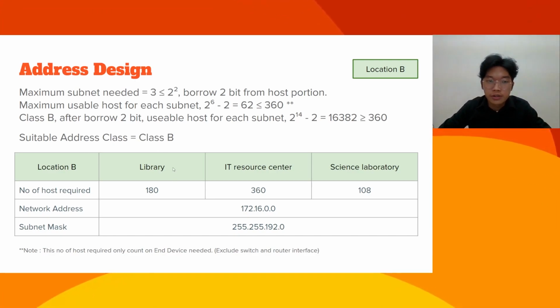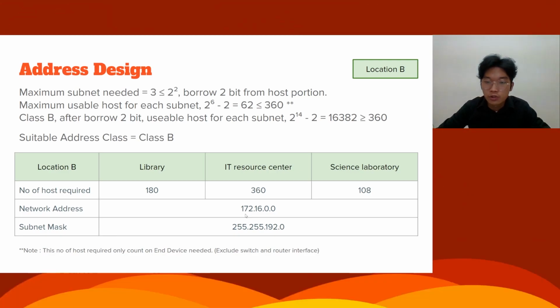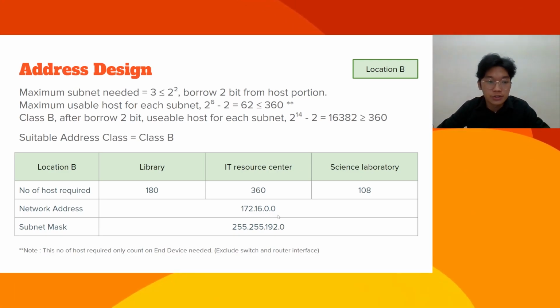The number of hosts required in the library will be 180, the IT resource center will be 360, and the science laboratory will be 108 hosts. They are inside the same network, which is 172.16.0.0. The subnet mask will be 255.255.192.0 because they already borrowed 2 bits from the host portion.